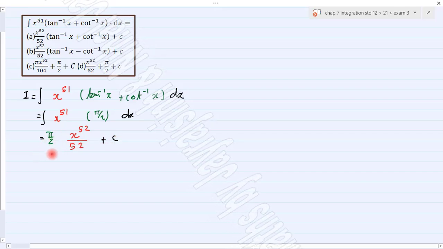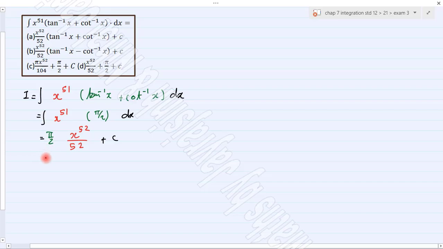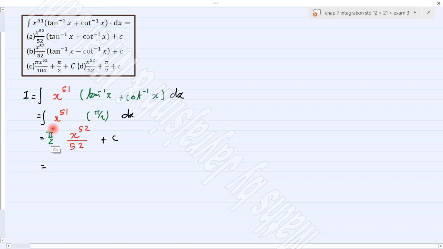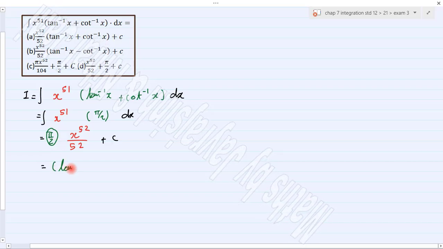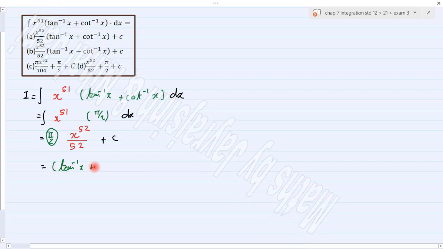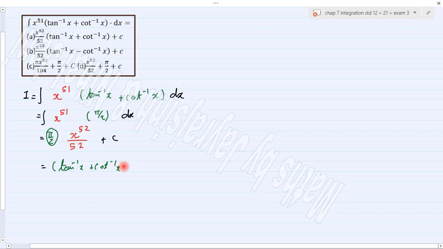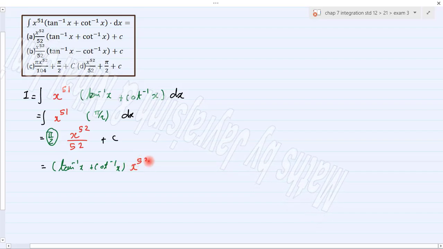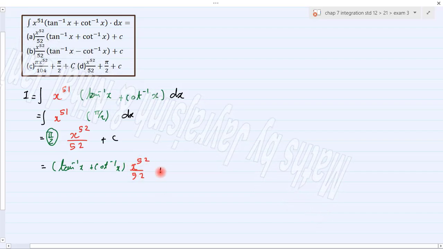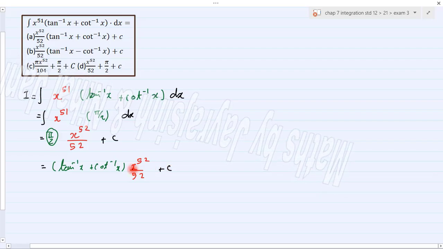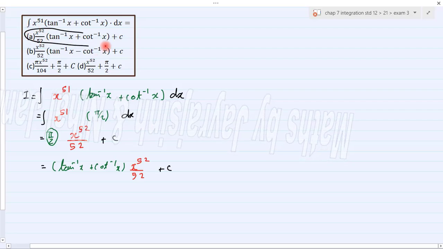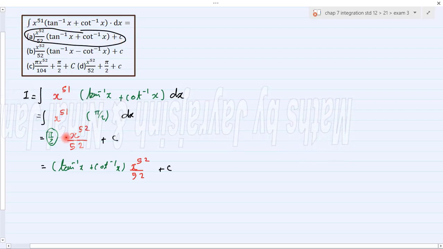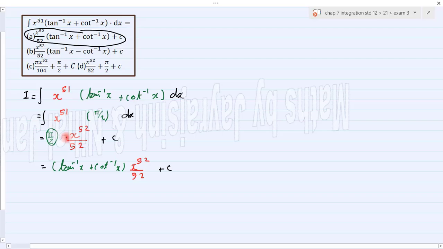But our answer is not within the options. So let's replace pi by 2 with its original value, which is tan inverse x plus cot inverse x, and your x raised to 52 upon 52 plus c will remain as it is. So now we get our final answer, which is given in option A. Tada!